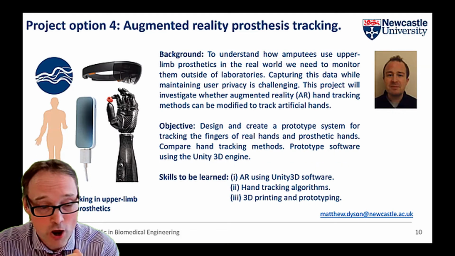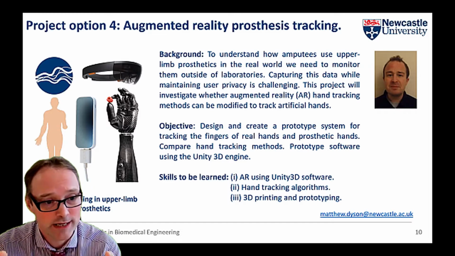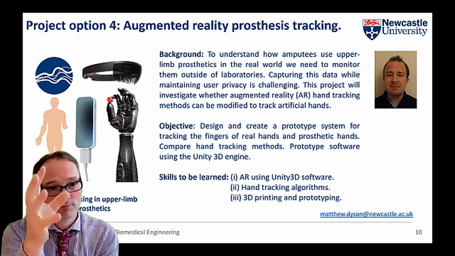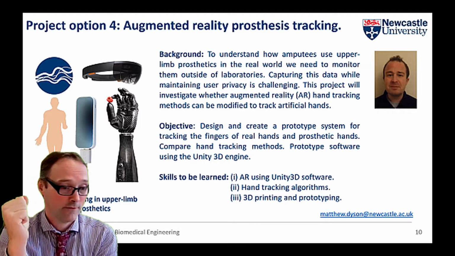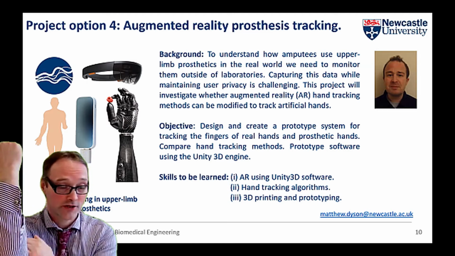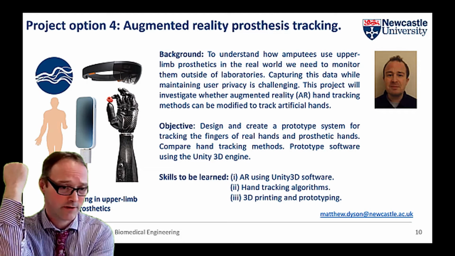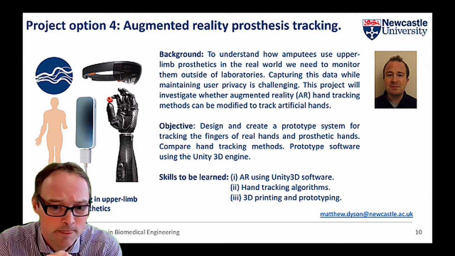The fourth project is by Matt Dyson. Now, Matt is really interested in bionic arms and how to improve the control of bionic arms for people that have obviously lost a limb. This may be due to disease, landmine injuries if they're military, or it could be birth defects.